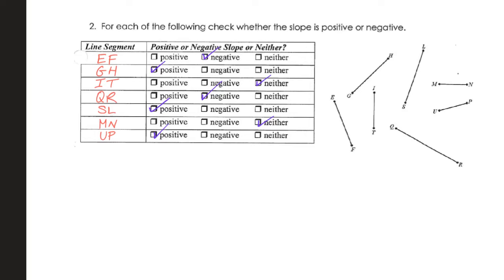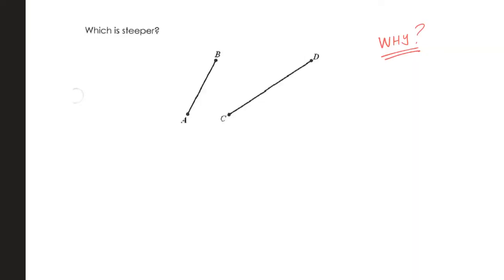Now what I want to do is start to break down, well, once we've seen that a slope is positive, can we start to compare positive slopes to each other? Can we start to compare negative slopes with each other? And so on. Okay, let's jump into that next section. You're going to see a question right in the middle of that page that just asks, which is steeper? So between those two line segments, line segment AB and CD, which one of those is steeper?